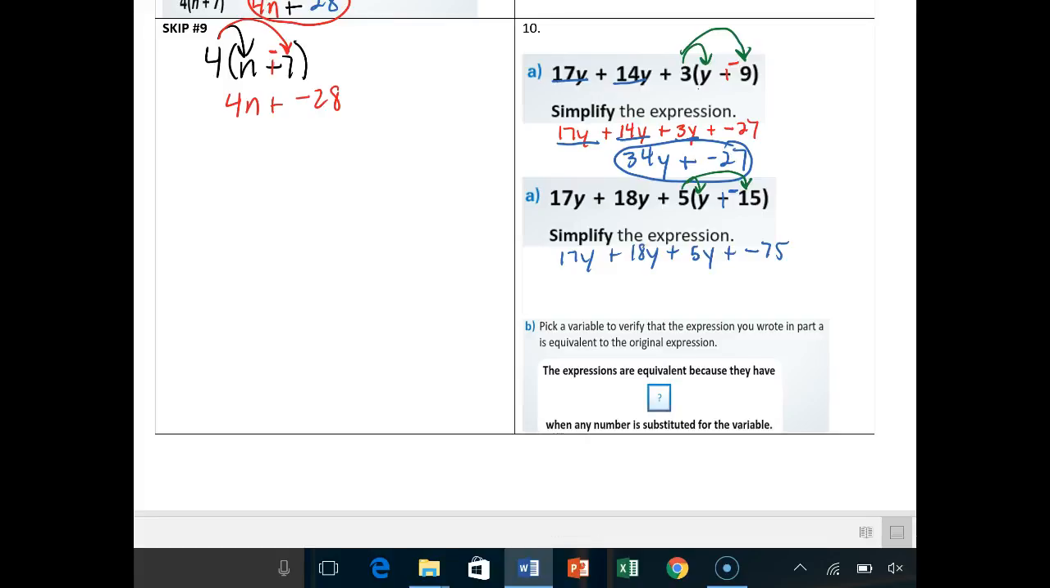Let's scan through and find the like terms. Well, I see a 17 has a y, 18 has a y, and 5 has a y. So 17y plus 18y, 17 plus 18, that gives me 35, plus 5y more, 35 plus 5 gives me 40y, and then plus negative 75, okay?